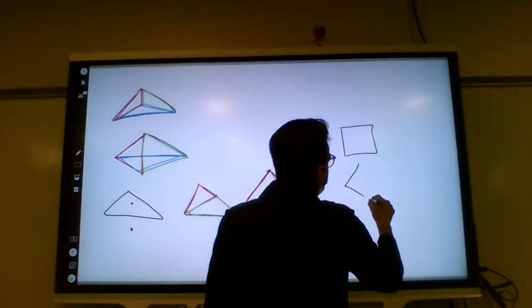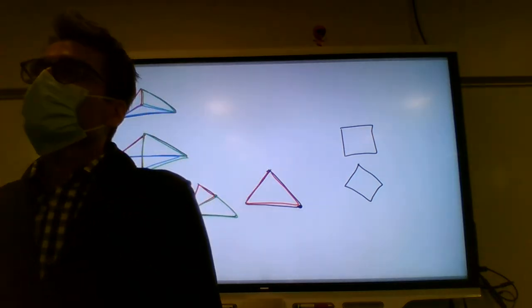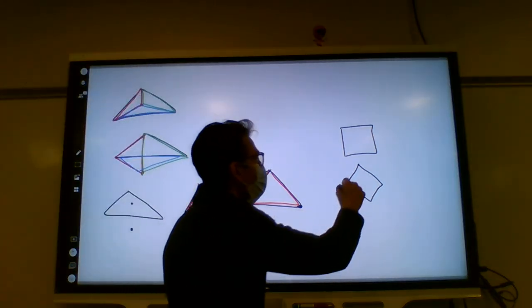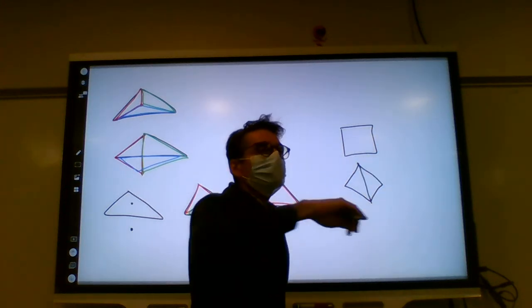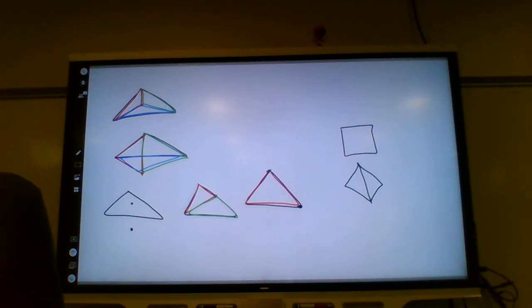Now, what if it's a shape like this? Then it might be easier to break it into two triangles and test that side and test the other side. Is it in that triangle? No. Is it in that triangle? No. Okay, then it's not inside this object.